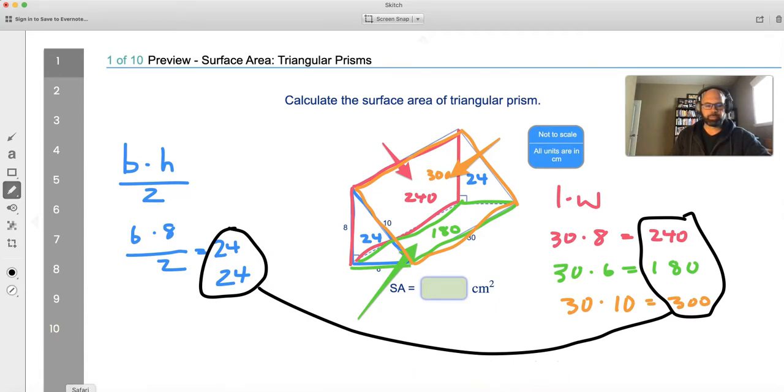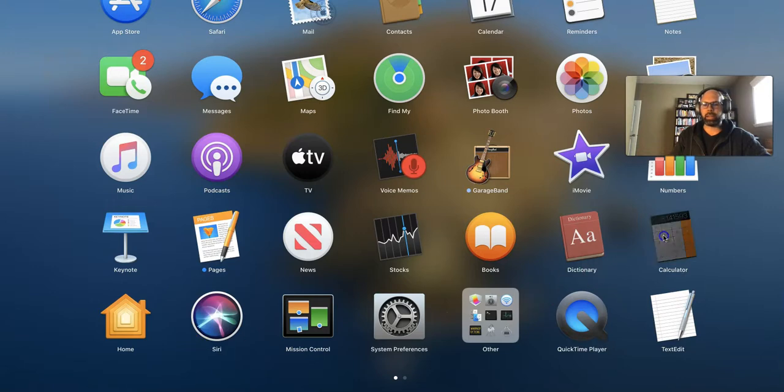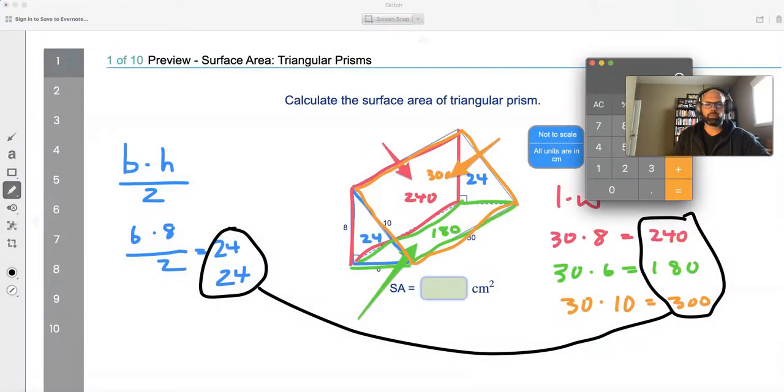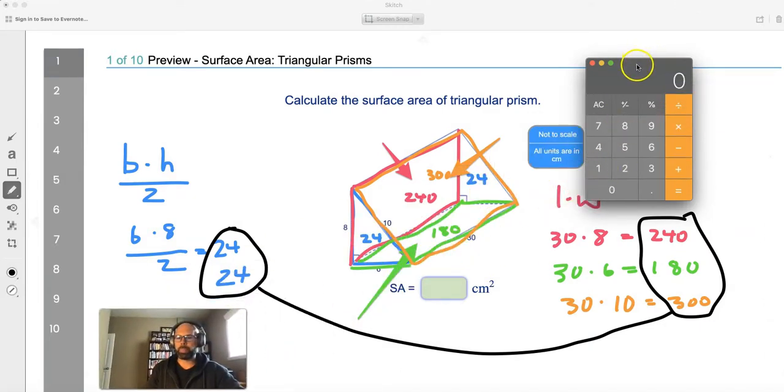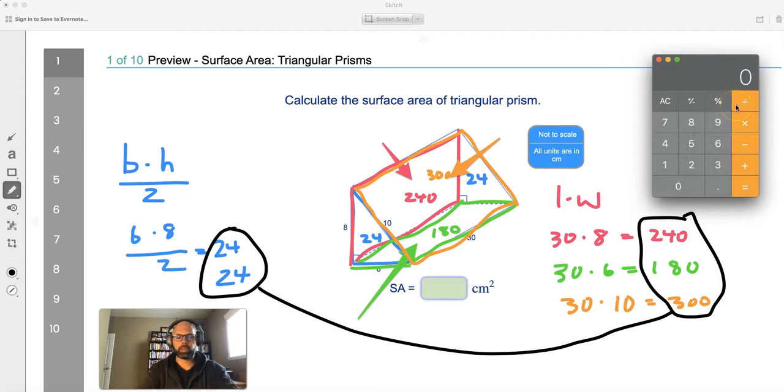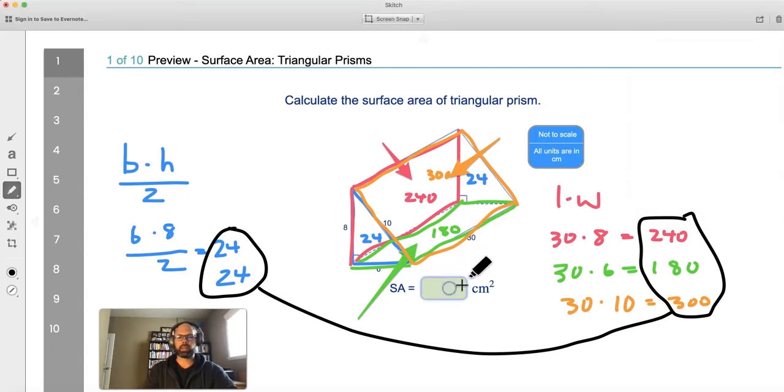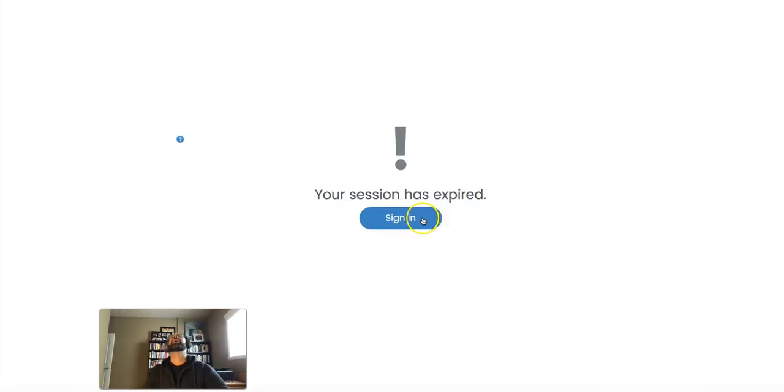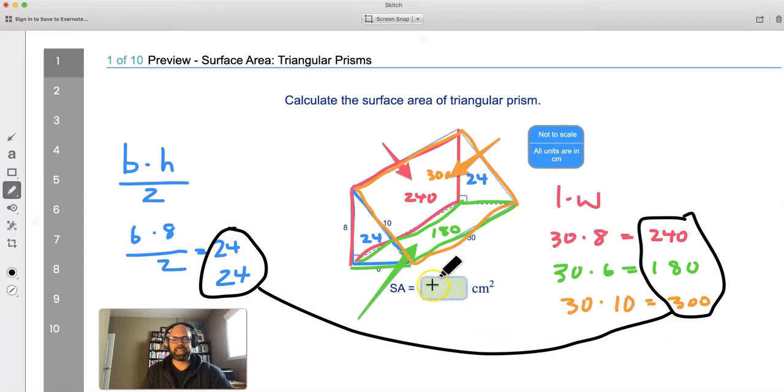So let's bring up my handy dandy calculator here. Let's put me in the corner there. And I've got 24 plus 24 plus 240 plus 180 plus 300 equals 768. I actually can't write it there. I have to go back to that. Okay. Well, I believe 768 would be the answer there.